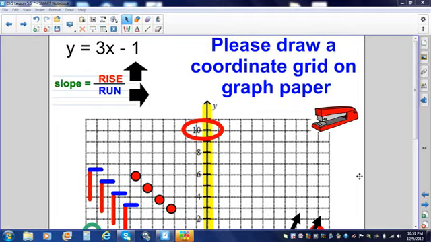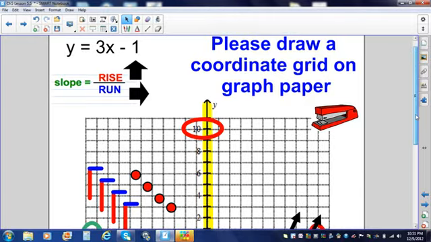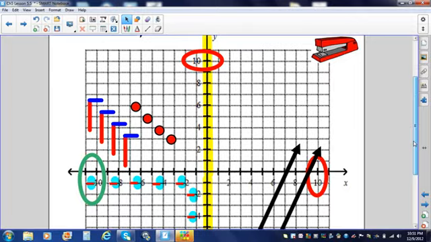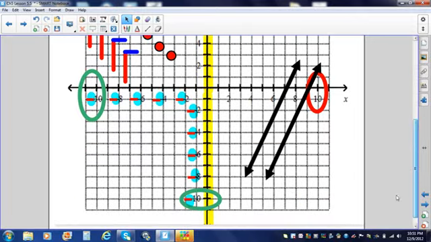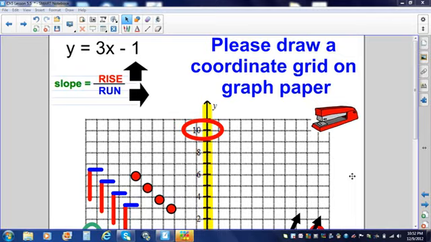Please take out this graph paper and draw a coordinate grid on the graph paper. Go to the right 10, go up 10, go left to negative 10, go down to negative 10. Let's graph the equation y equals 3x minus 1.